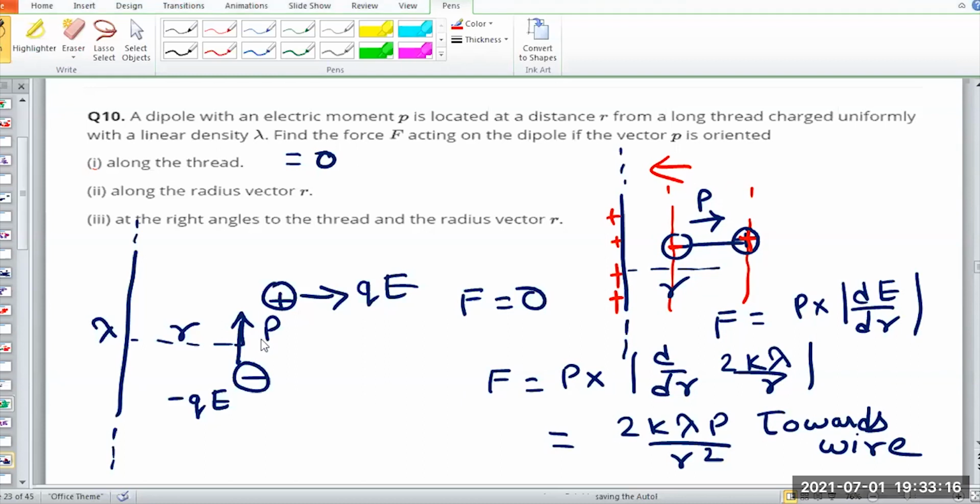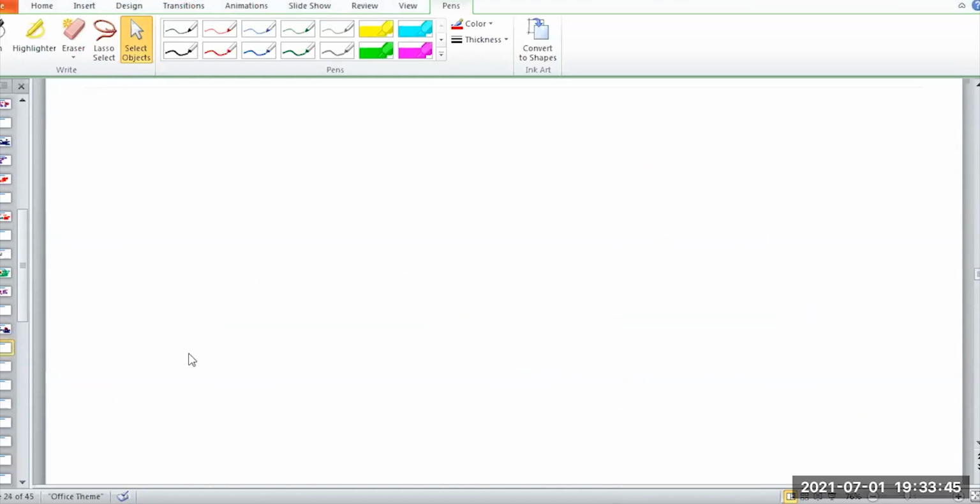For the first case, the force was the same. Because the distance was the same, the electric field was the same. So the positive and negative forces were equal and opposite, so the net force was 0. But in the second case, it is not. That is the concept in this question. The third one is again very good. Have you attempted the third one, Naveen? No? Okay, let us discuss.